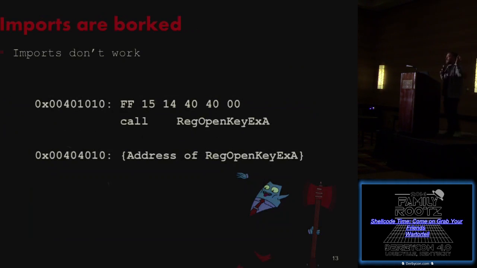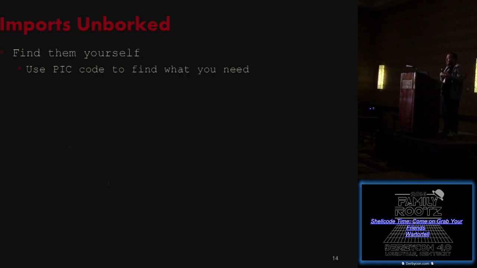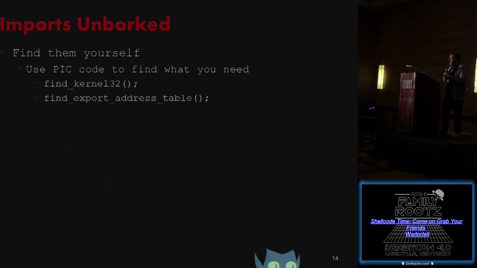Next, all of your imports are going to be broken. The biggest problem here is, you see this call to RegOpenKey. It's referencing the address 404010. However, if you're in position independent code and you've moved around in memory, that address is not going to be there anymore. It's going to be somewhere else. So that's not going to work. However, all you have to do is figure out where you are in memory, figure out where those functions are, and fix everything for you.